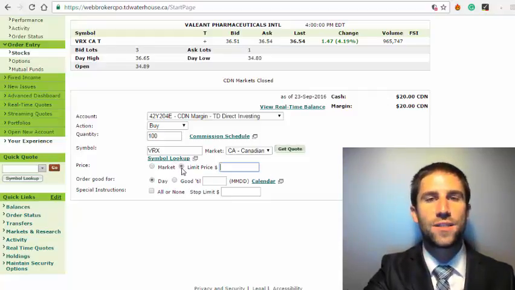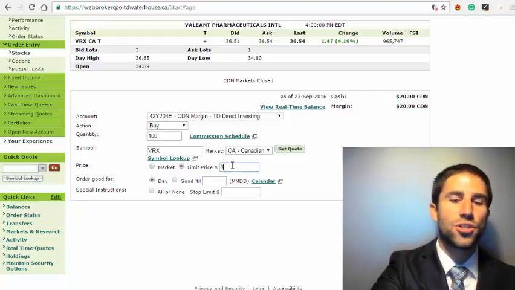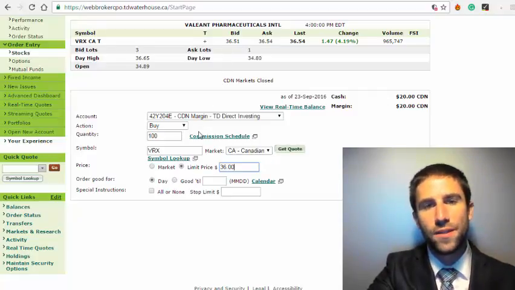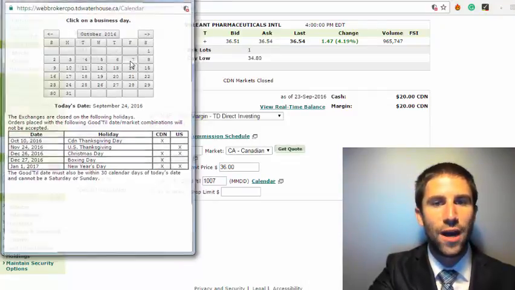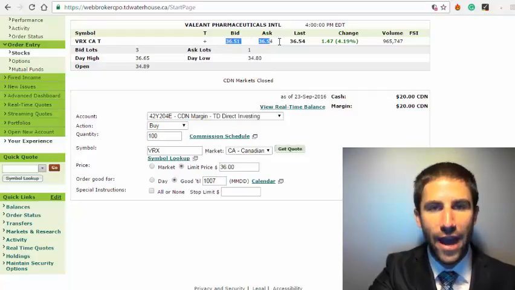So if I hit limit price, let's say we're trading at $36.50. I don't want to pay more than $36 a share. I would hit $36 here. And then since that will be sent to market on Monday, because we are Saturday today and the market is closed, I'm going to put a good till date, which is forward looking by several days. So I'm going to go all the way up to October 7th to allow me a chance to get my order filled, since I'm putting a limit price that is currently lower than the ask price offered on the market.